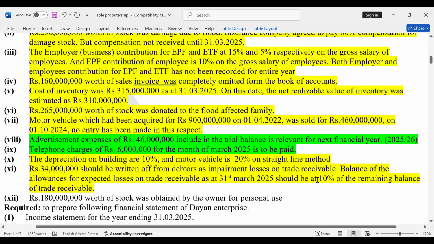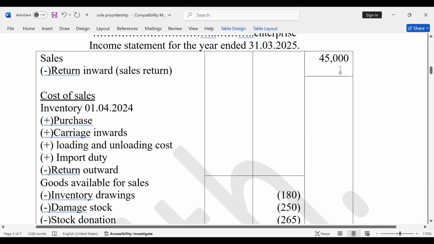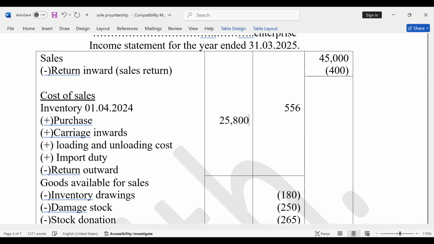It is given purchase return, sales return. Sales return should be deducted under sales. Think, sales return will equal 400. And opening stock under cost of sales calculation is 556. And purchase is also given, 26,800. Purchase return is also given, 500. In the first column, within brackets, purchase return. And carriage inwards is also given, 350.